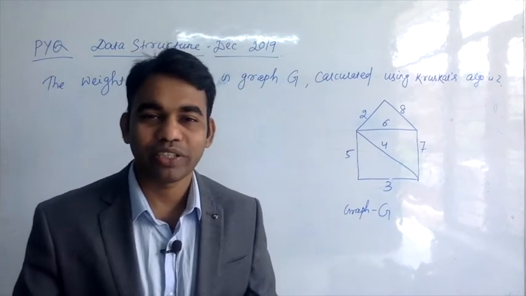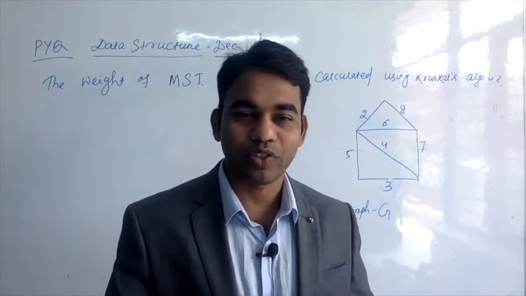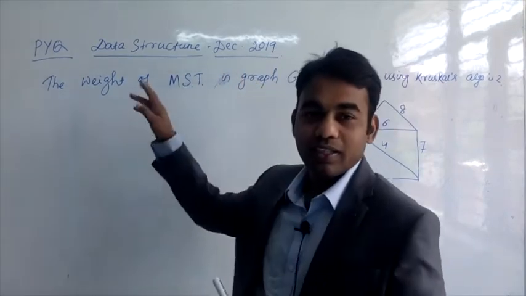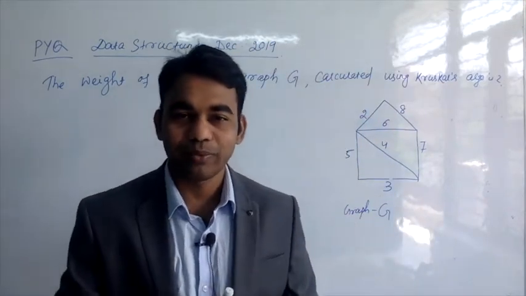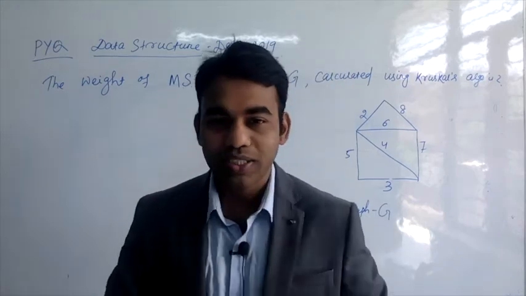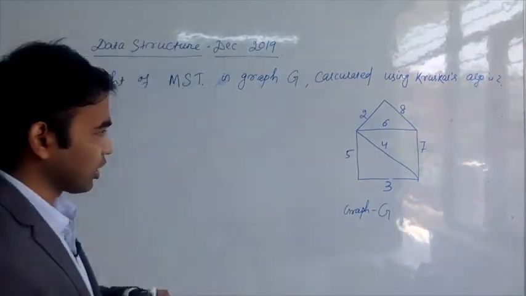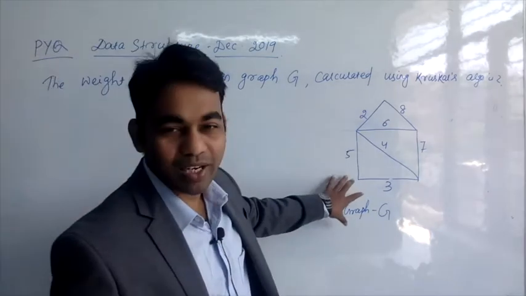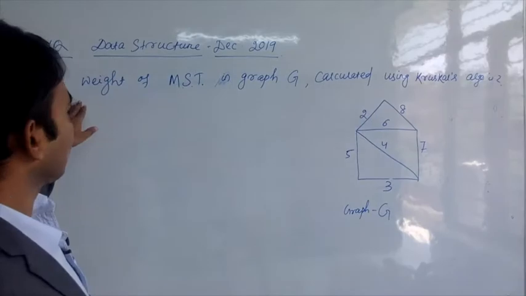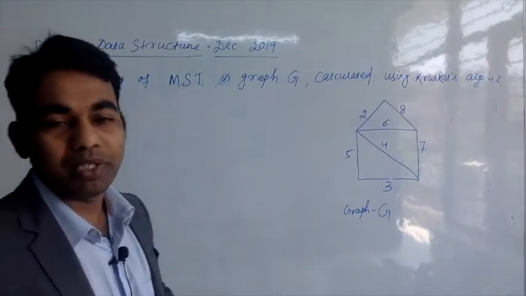So today we are going to discuss one of the previous year questions which came in December 2019. You can see that it is related to data structure and algorithm. So we are going to discuss that particular question. So what is the question? The question is very straightforward if you look at this picture. Given any particular graph G, so this is the graph G, it is asking what is the weight of the MST, the minimum spanning tree?